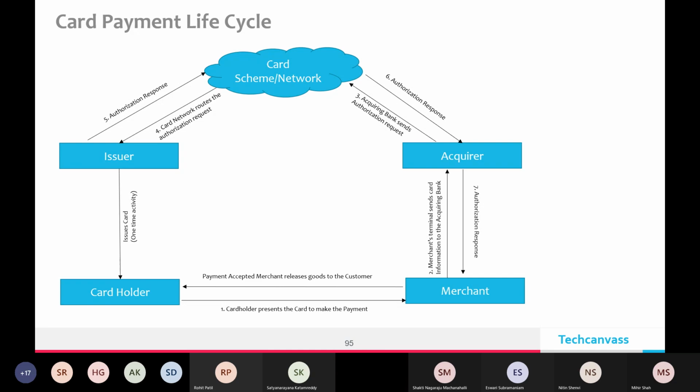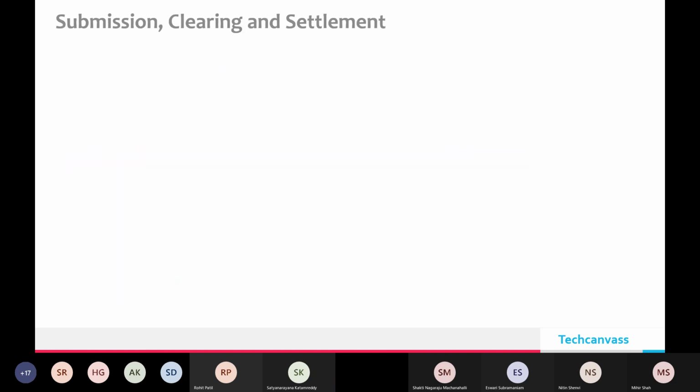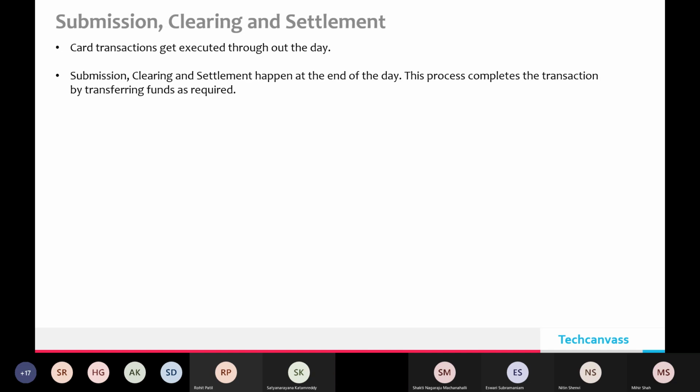In all the other scenarios, the issuing bank is on the sending side of the payments, where the cardholder made the payment to the merchant, and so the final settlement amount has to go from the issuer to the merchant. Any questions here?